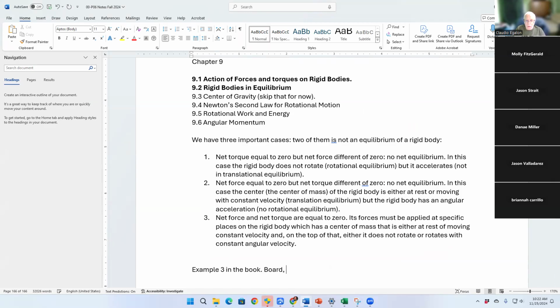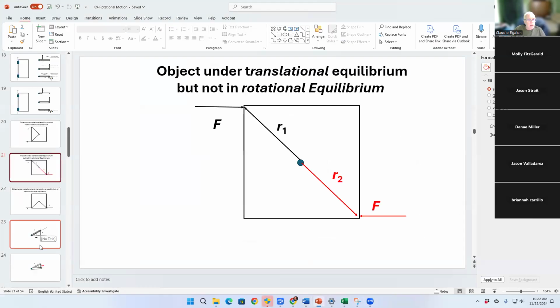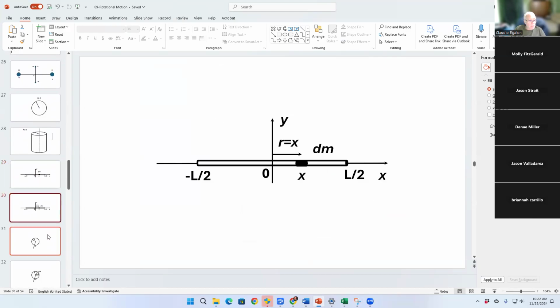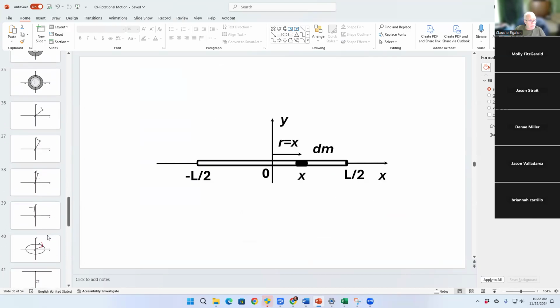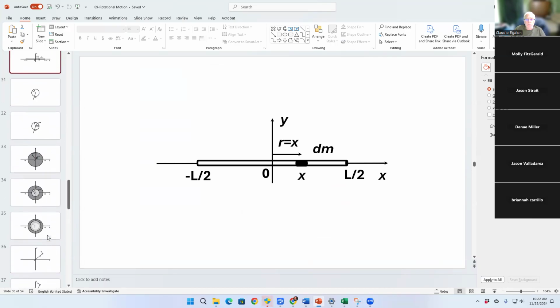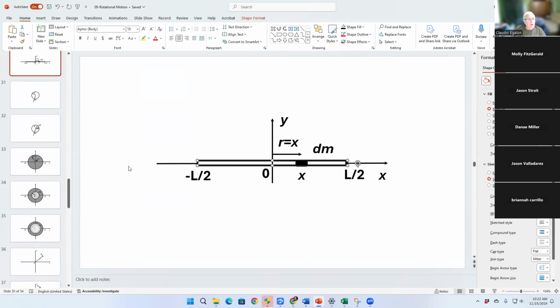Example 3 in the book. Rigid board, fulcrum, bolt, and diver, right? Like that. We're going to come up with a drawing here. Let's see if I already have a drawing here. If I don't, I'll have to do that from scratch. Yeah, I'll have to do that from scratch. I'm going to take advantage of this drawing here.